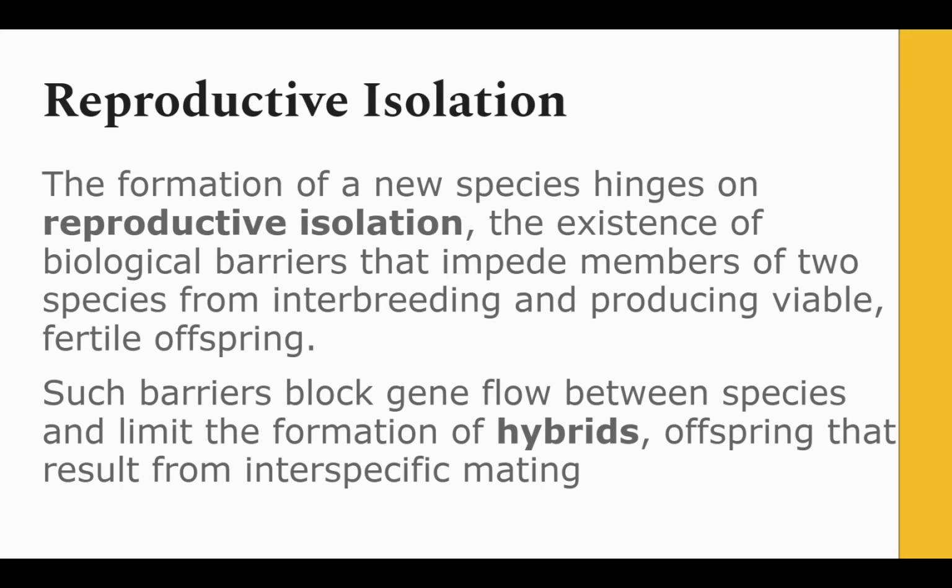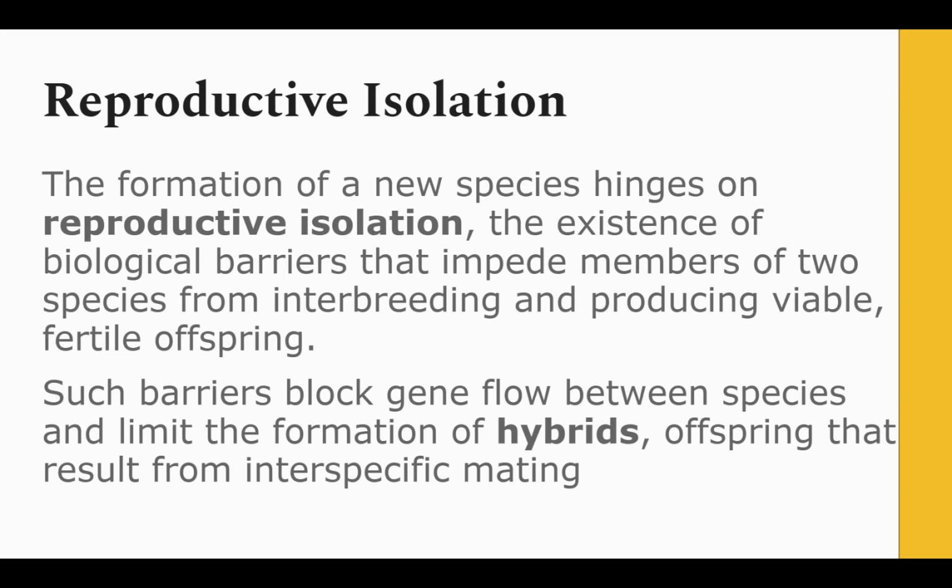So in order to form a new species, they have to be reproductively isolated, right? They can't have fertile, viable offspring. These barriers limit the formation of hybrids. Hybrids are organisms produced from two individuals of different species mating. And they block gene flow between species. So if there's an allele that was in the population and only one of the species got it, it can't necessarily flow into the other species because they can no longer interbreed. So that allele is now with one species and not the other.